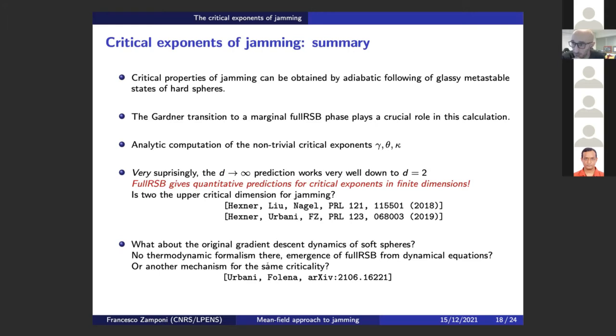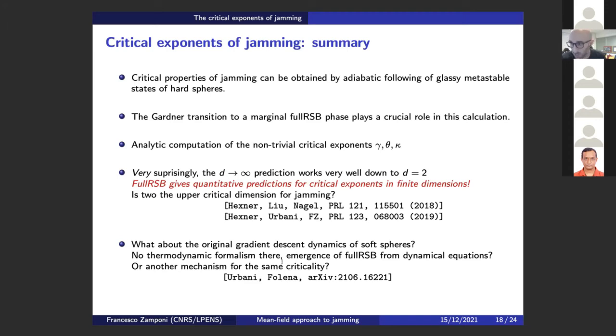The other thing that remains open is the following problem. Here I used equilibrium statistical mechanics. I used an adiabatic compression of hard spheres from 0 density to jamming. But in the original formulation of Liu and Nagel, jamming was formulated in terms of gradient descent of soft spheres at 0 temperature. So if you want to describe that, you need dynamics. And now we have dynamical equations, but we don't know how to solve them. And there is the problem of how this kind of full RSB structure can emerge from the dynamical equations that describe gradient descent. This is an open problem.